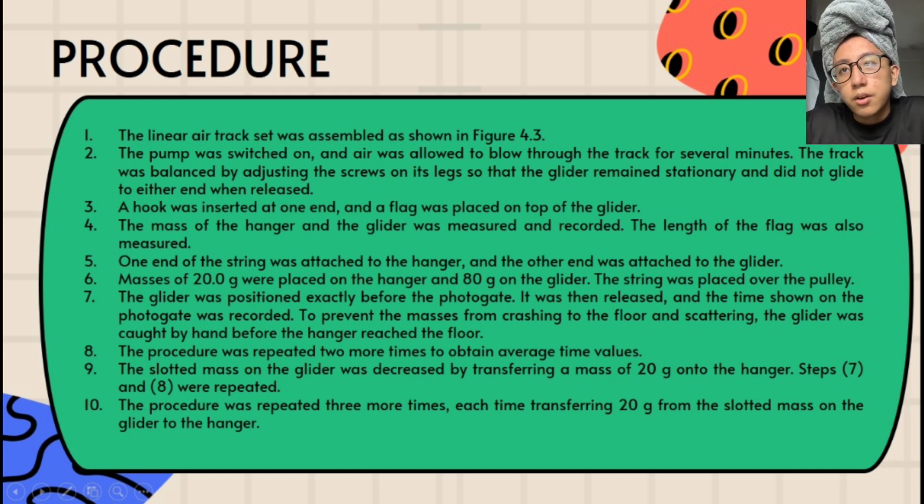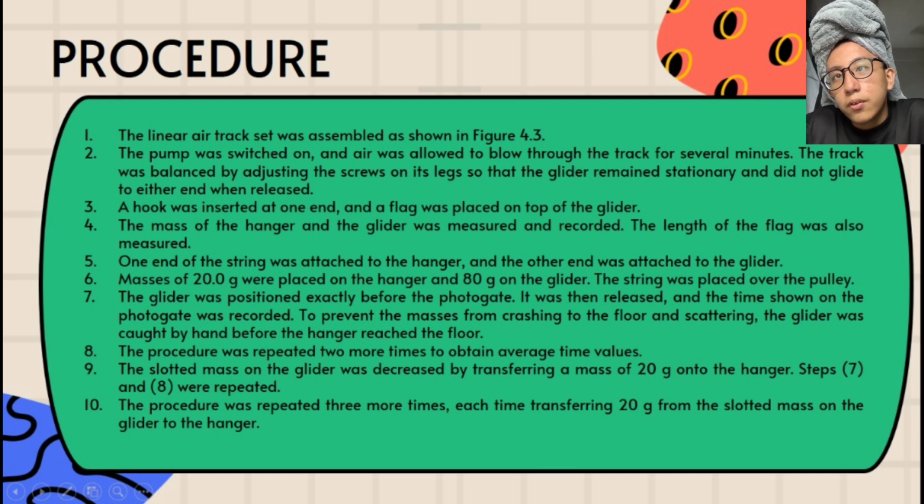The procedure is: first, the linear air track set was assembled as shown in figure 4.3. Second, the pump was switched on and air was allowed to blow through the track for several minutes. The track was balanced by adjusting the screw on its leg so that the glider remained stationary and did not glide to either end when released. Third, a hook was inserted at one end and a flag was placed on top of the glider. Fourth, the mass of the hanger and the glider was measured and recorded. The length of the flag was also measured.